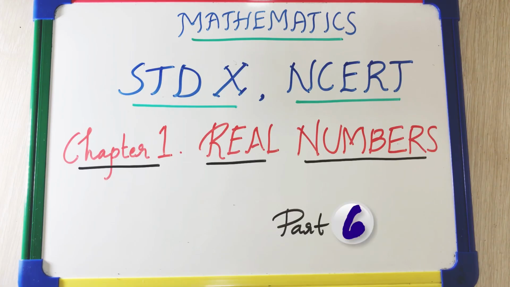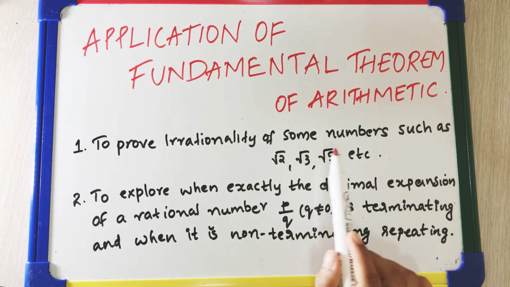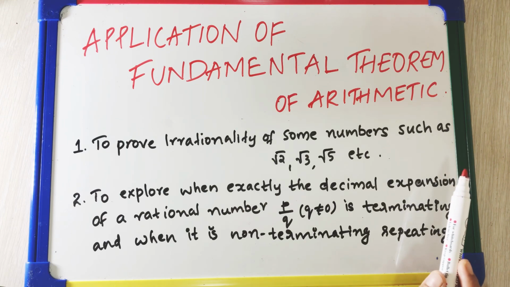This is my fifth video of Chapter 1 Real Numbers, 10th Standard Mathematics NCERT textbook. We were discussing the application of fundamental theorem of arithmetic. We have already discussed one application in previous videos, that is to prove irrationality of some numbers such as root 2, root 3, root 5, etc.